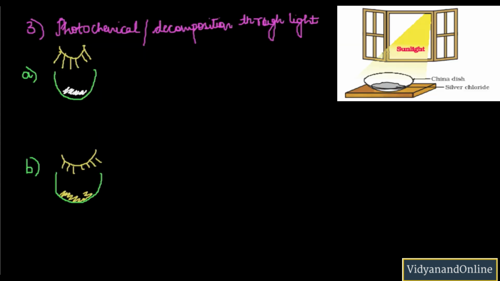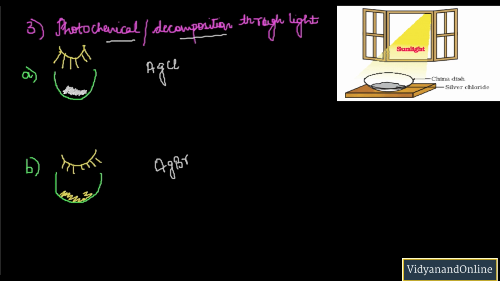Now the next is photochemical decomposition, or decomposition through light. In this we are taking the example of silver chloride and silver bromide. So we are going to decompose them. In the first example, we have a china dish in which we have kept silver chloride and it is exposed to sunlight. After some time you will see that this white color has changed to silver color.